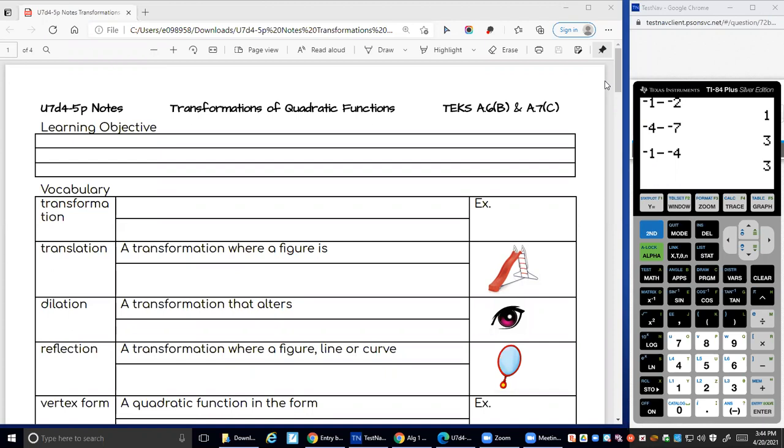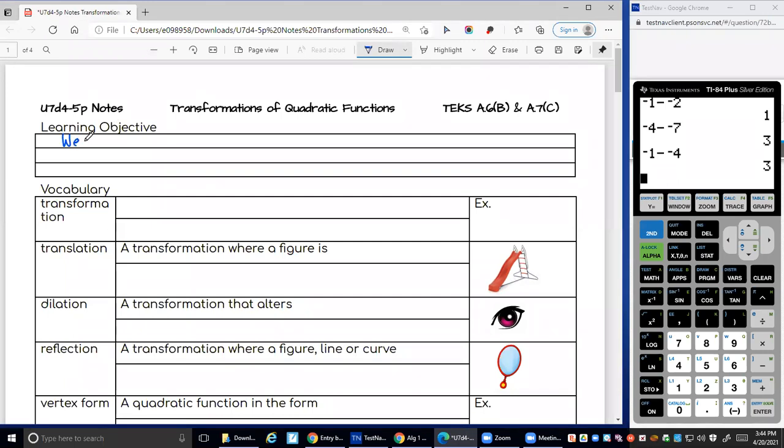And here. All right, welcome everyone. We are going to be talking about transformations of quadratic functions. Transformations just means movement, okay? How the quadratics move. So let me go ahead here and grab my notes and we'll be looking at this. All right, let's get going.